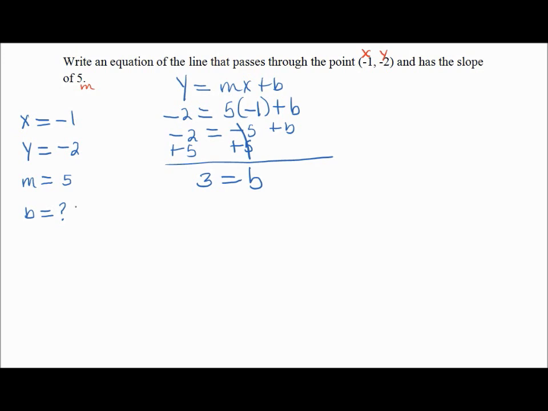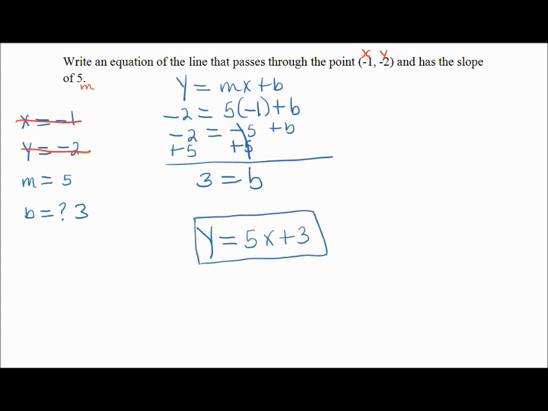Okay, so once again, now that you know what the y-intercept is, you no longer need that x and y that you got from the point, and you're ready to write your equation in slope-intercept form. So your slope-intercept form would be y equals 5x plus 3.